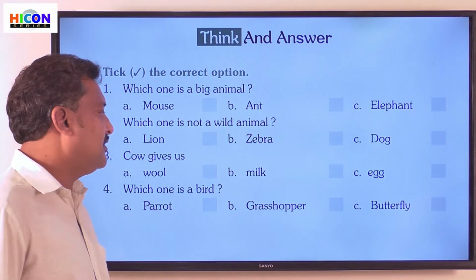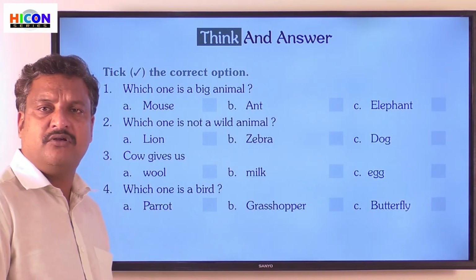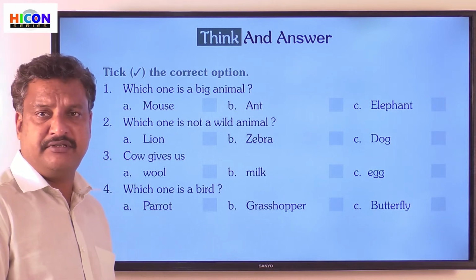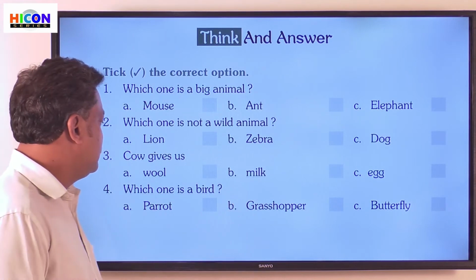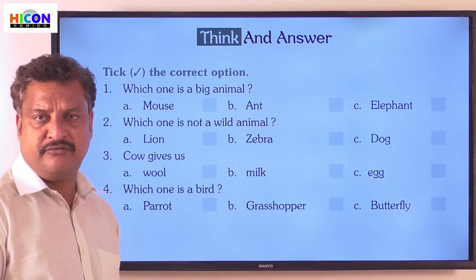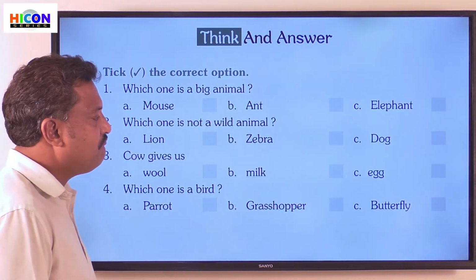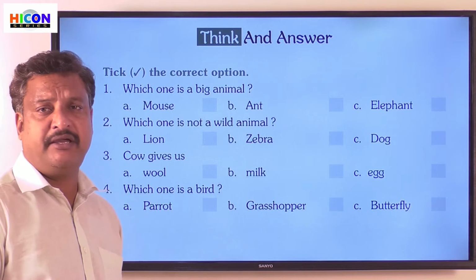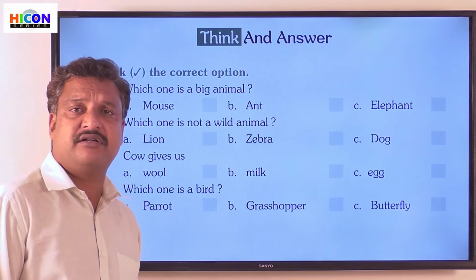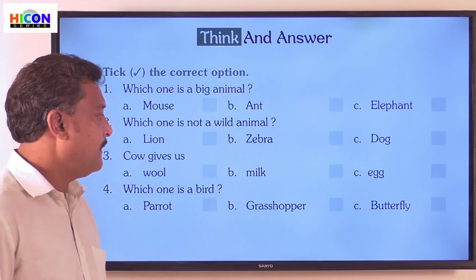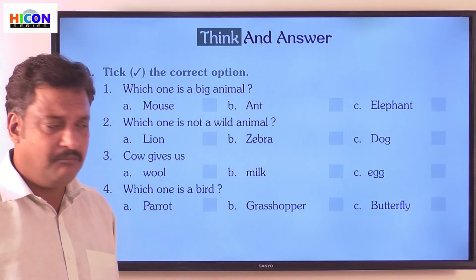And what do we get from a cow? Do we get wool from a cow? Wool we get from a sheep, isn't it? Yes, sheep give us wool. Milk? Yes, we get milk from cows. Egg? No way. Eggs are laid by birds like hens and ducks. So we grow hens, ducks, geese, etc. for the purpose of getting eggs. So what is the answer? Milk is the answer. Cow gives us milk.